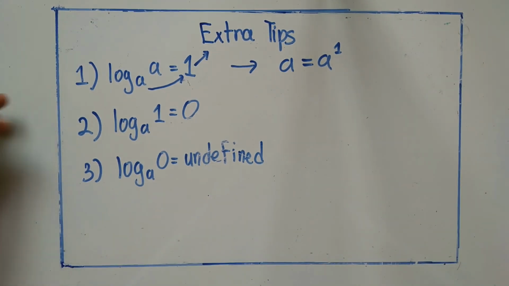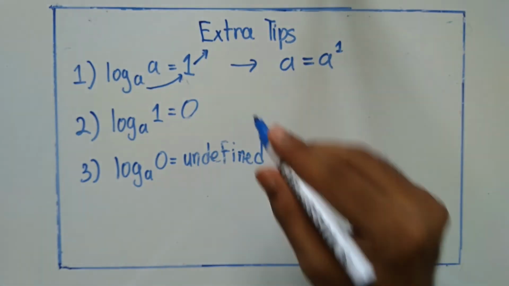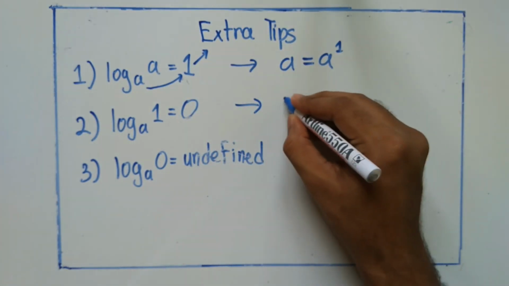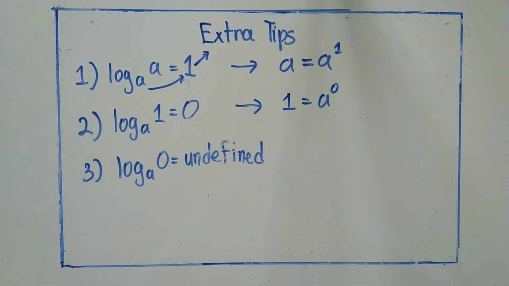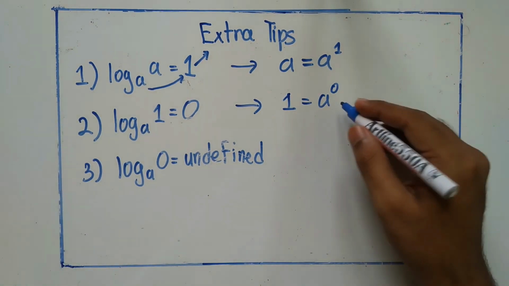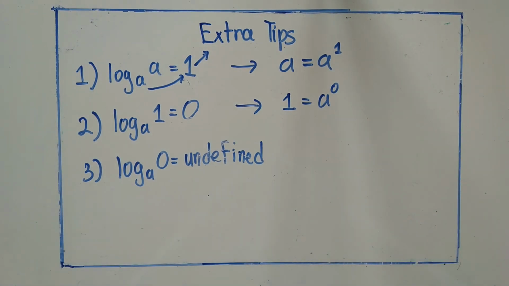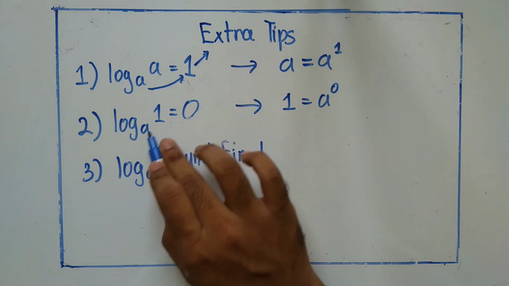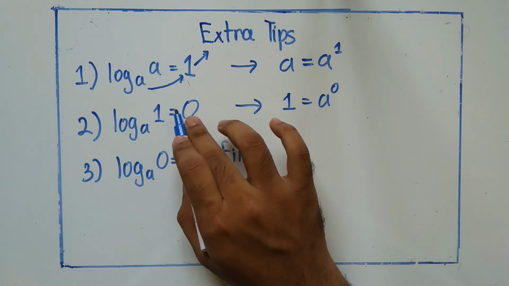In the second example, we have log a of 1 equals 0. By using the same method as in case 1, we see that 1 equals a to the power 0, which is true because in index law, whenever you have a power 0, it equals 1. Whenever you see 1 with any other base number or unknowns, you can equate it to 0.